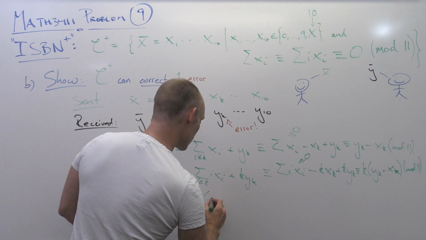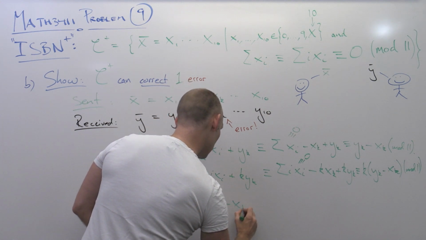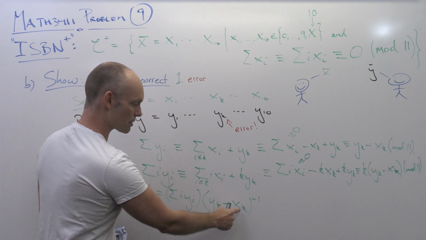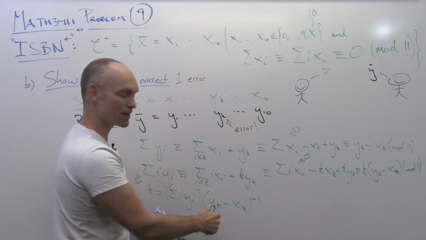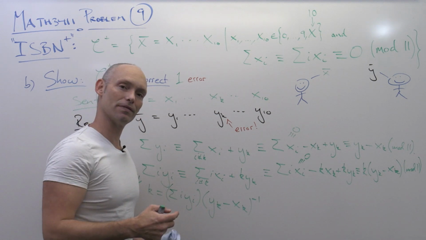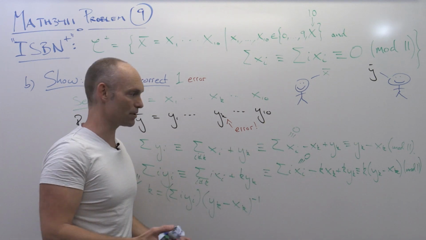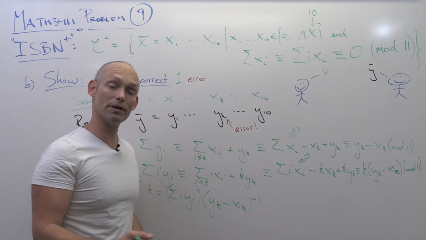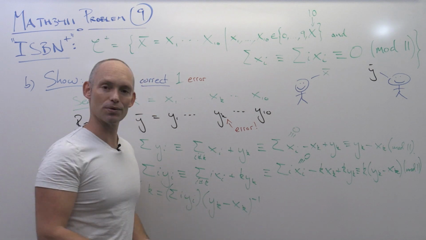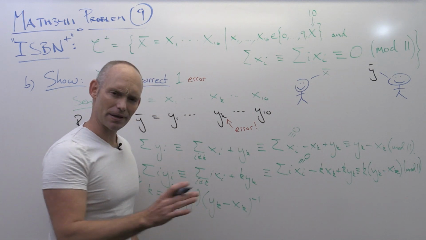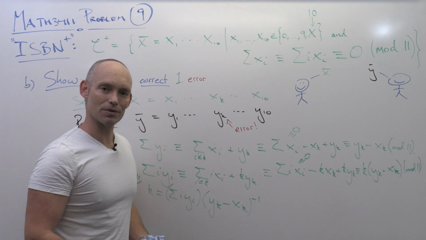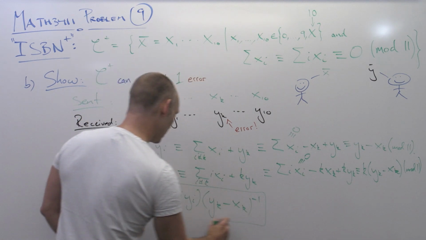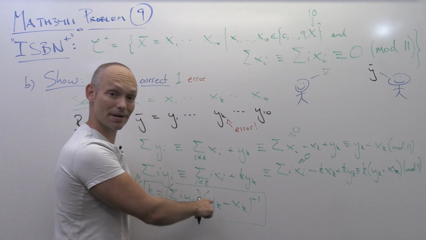Now, since we're working modular 11, we know that there is an inverse value to this because, for one thing, this is not 0. If these two were the same, then there wouldn't be an error. And for the second thing, we're working over the numbers mod 11. If we're talking about non-zero elements mod 11, we know that there's always going to be an inverse because 11 is prime. We'll get to that later in the course, by the way, if you're still a little bit shaky about modular arithmetic. Okay, but here we have a formula for k involving things that we can calculate as the receiver.